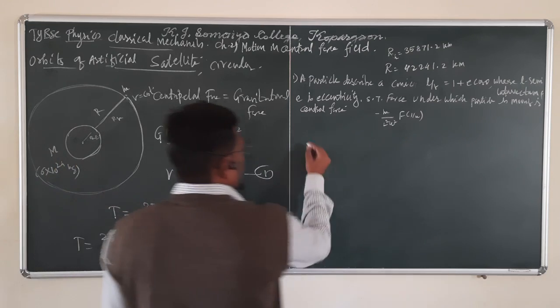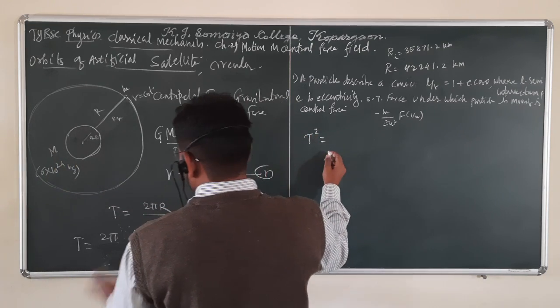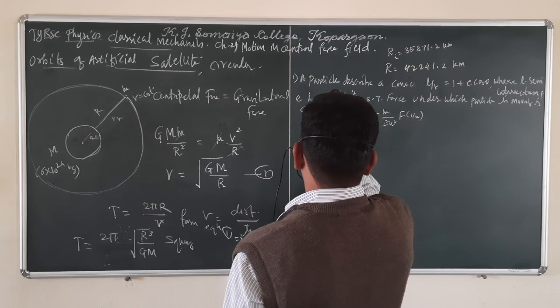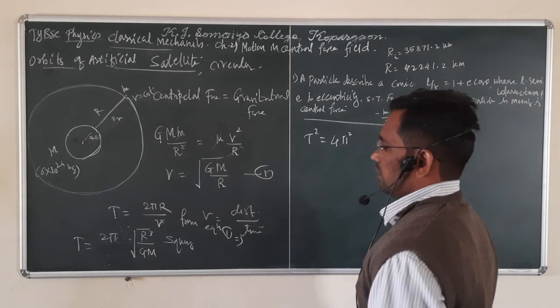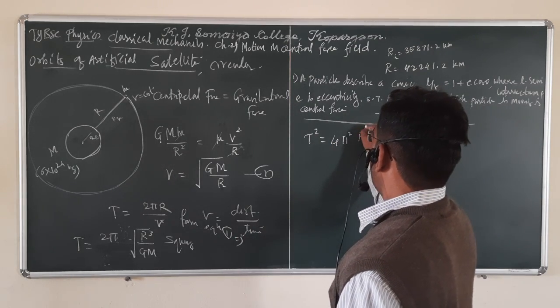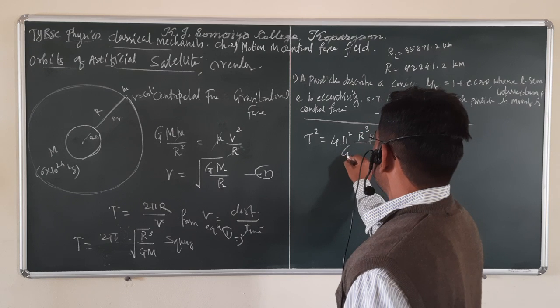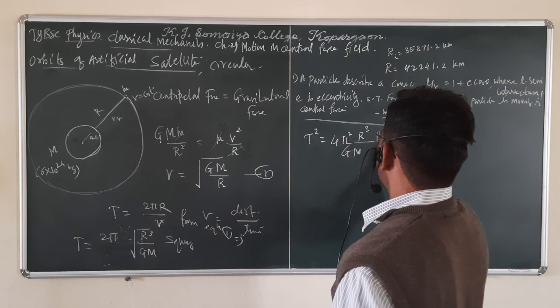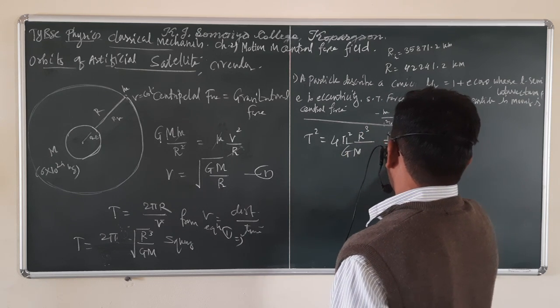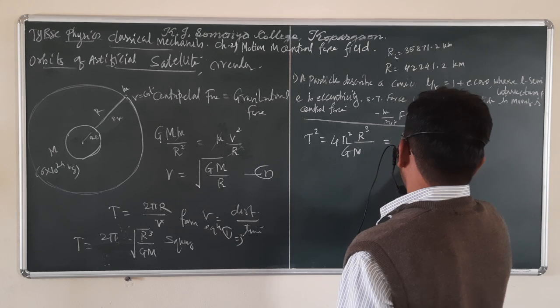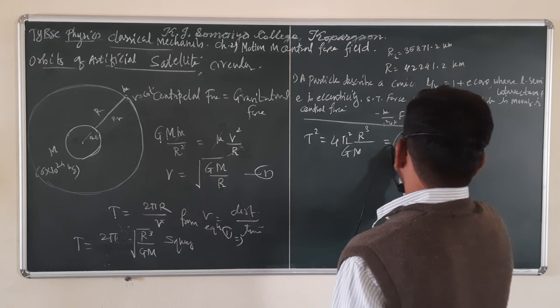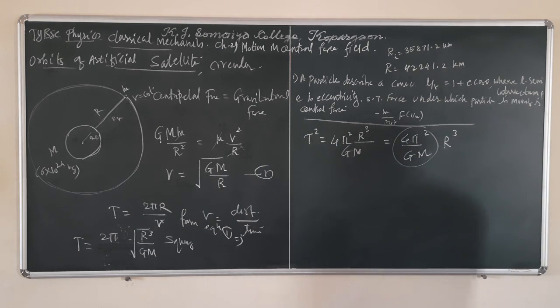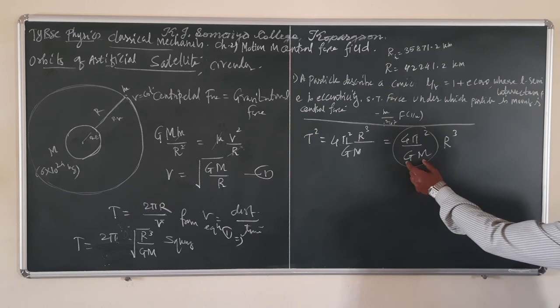Now squaring, what we will get? T square is equal to 4 pi square into r cube divided by GM. So this is equal to 4 pi square over GM into r cube. So this whole term is again constant. T is what? Periodic time.